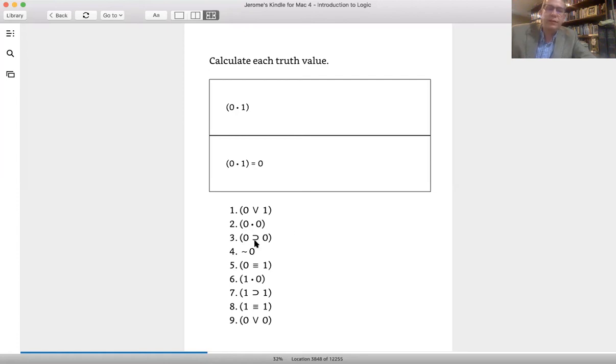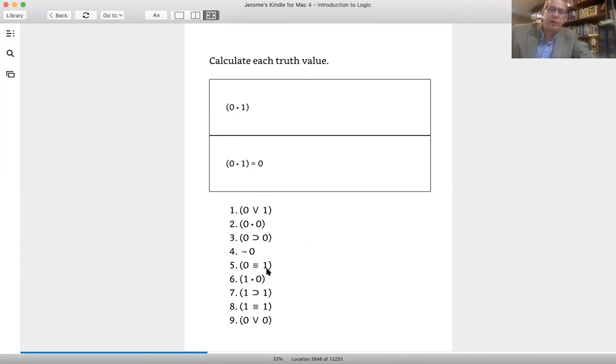Uh-oh, here is the horseshoe, or the if-then. The if-then, remember, comes out false only on the line in which the antecedent is true and the consequent is false. So this one, unlike in number 2, where we thought how absurd, right, that two false things could be true, in this case, if you have two false parts of a conditional, the whole conditional is true. So if false, then false, true. Not false. Well, you just reverse the truth value and it's true.